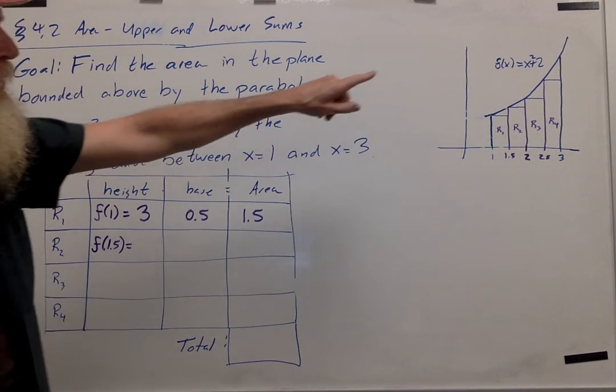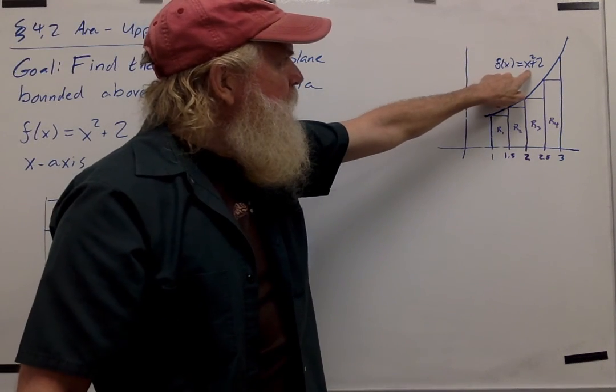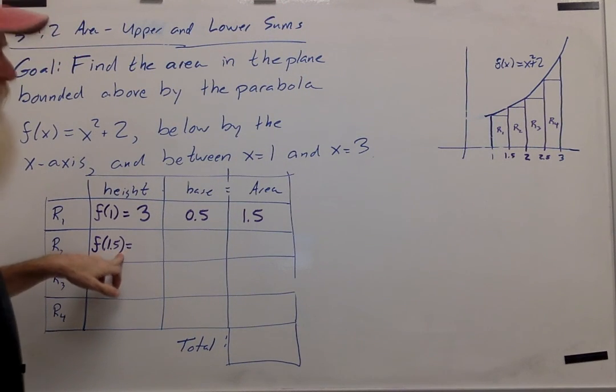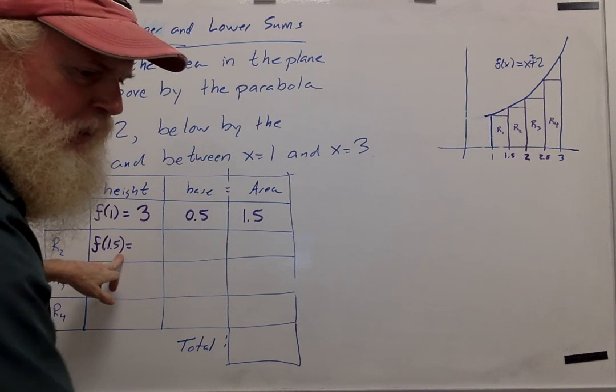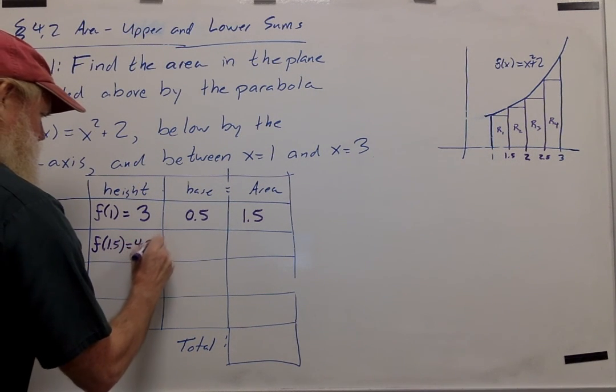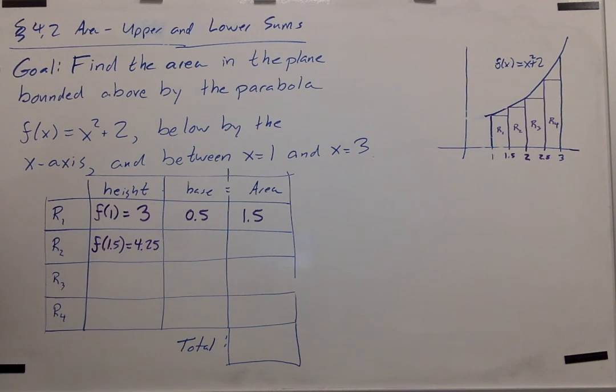Now here we might need to use a calculator. But the function is x squared plus 2. So to find f of 1.5, that'll be 1.5 squared plus 2. If you put that in the calculator, you get 4.25.